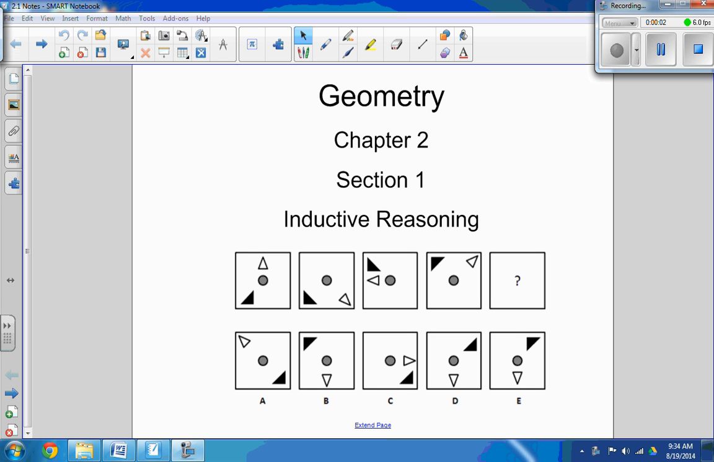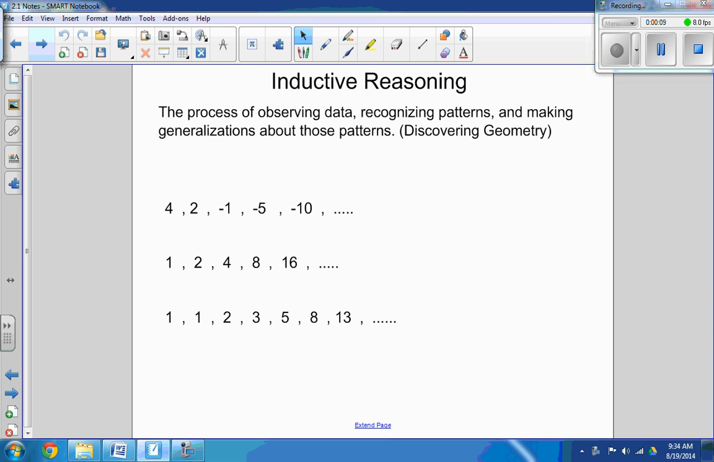Geometry, Chapter 2, Section 1, Inductive Reasoning. Inductive reasoning is the process of observing data, recognizing patterns, and making generalizations about those patterns.